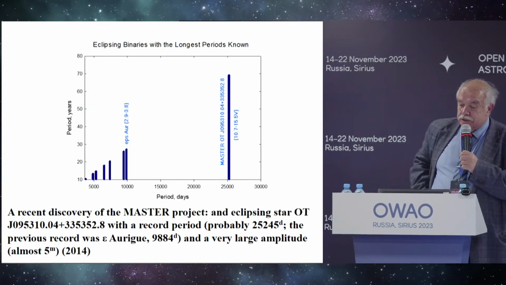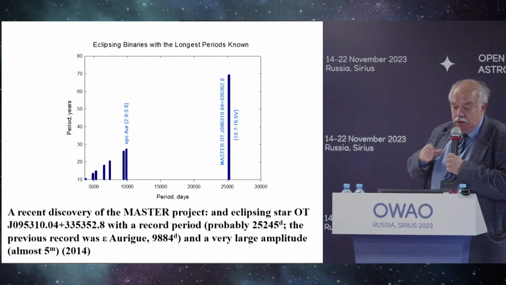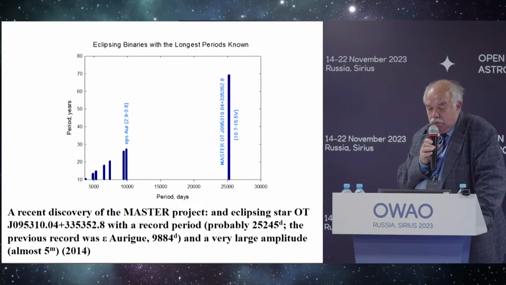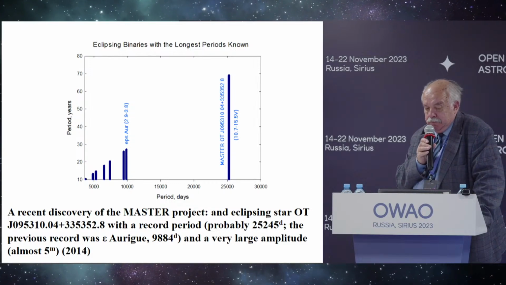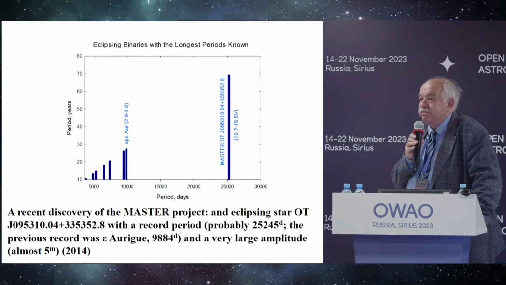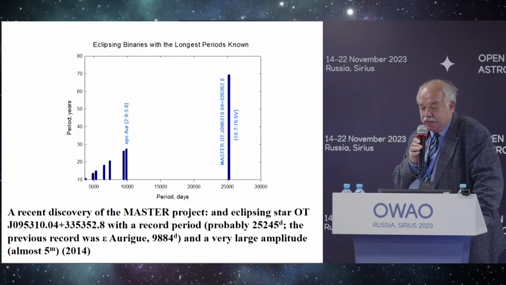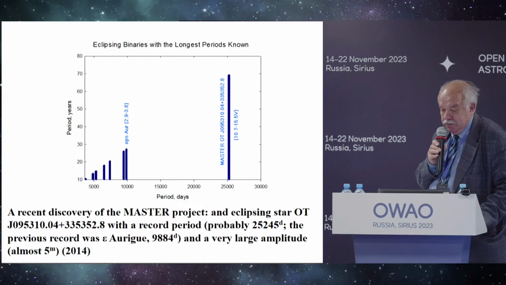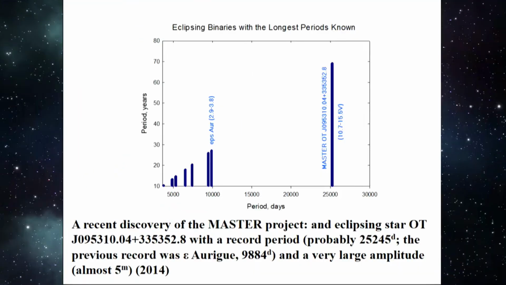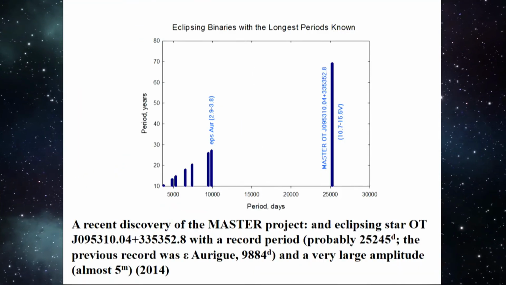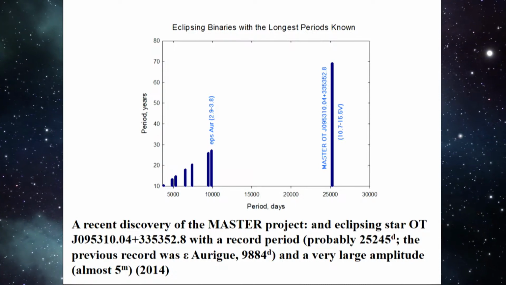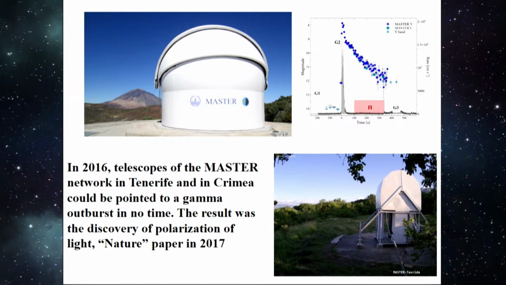And one of their interesting discoveries of the recent period was the discovery of an eclipsing star with a record period. Probably the period is 25,245 days. The previous record was less than 10,000 days. And the amplitude is also very large, about 5 magnitudes. So looking at the sky with ordinary, small instruments, you still can find something very unusual.